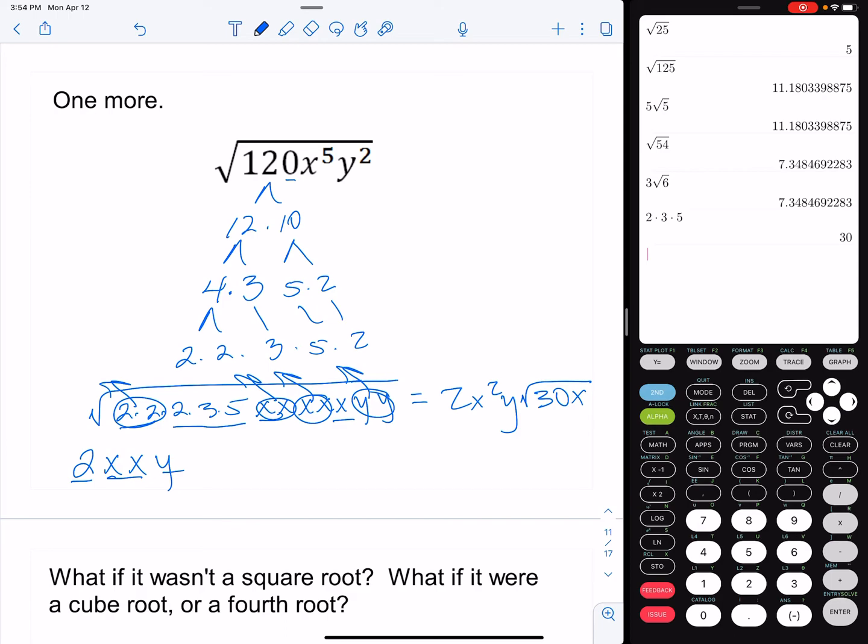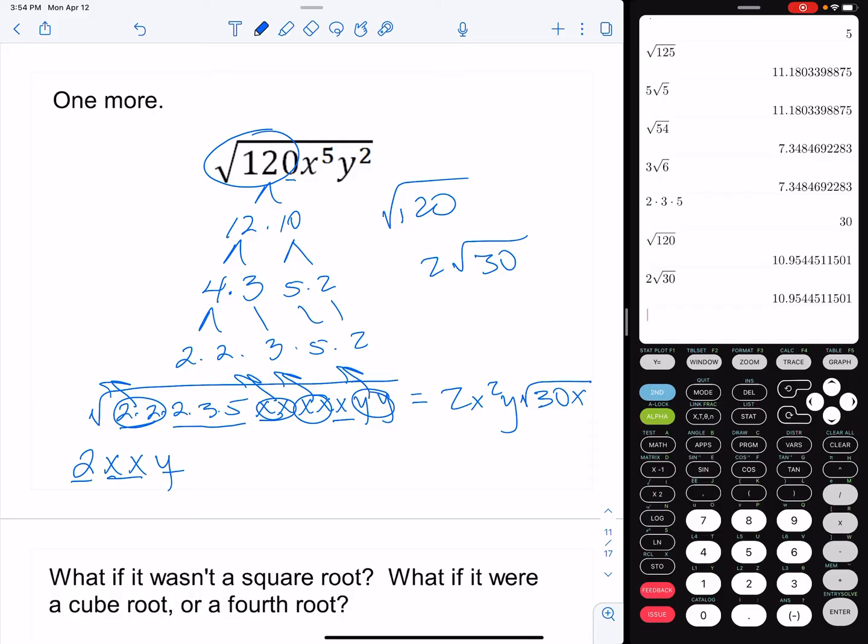Okay, now, could you check this? Well, like I said, you can't check the letters, but you can check the square root of 120. And is that the same thing as 2 times the square root of 30? Well, let's see. Square root of 120, enter. Then 2, square root 30, enter. And sure enough, it is. So this is our final answer. Okay, so that's how we do square roots.